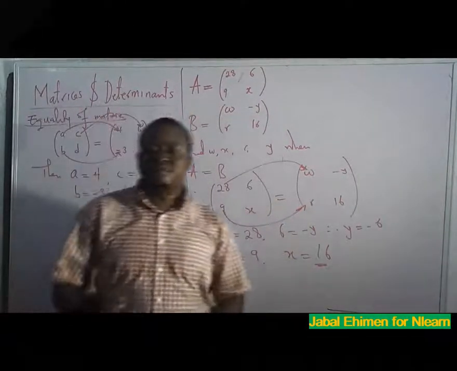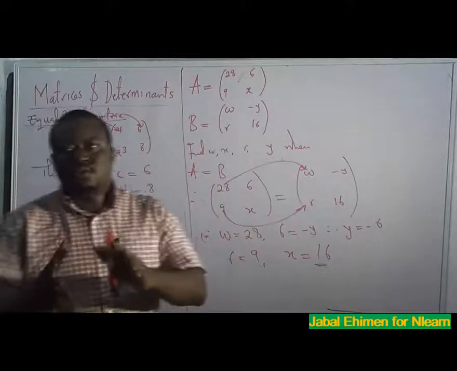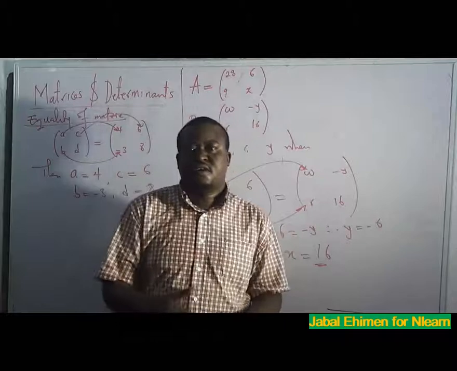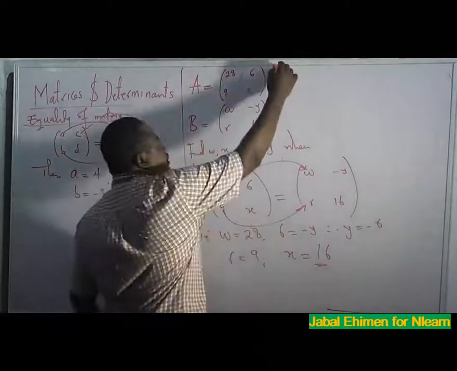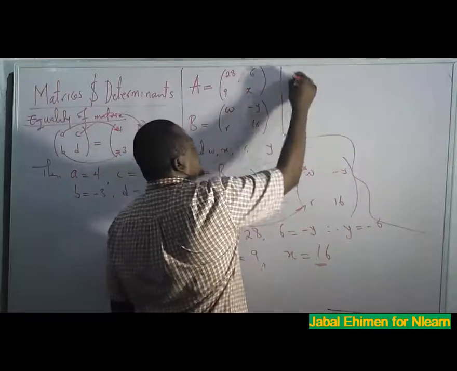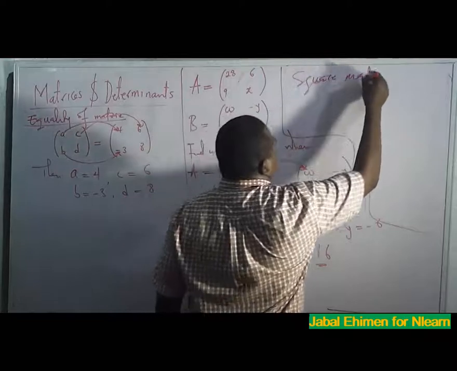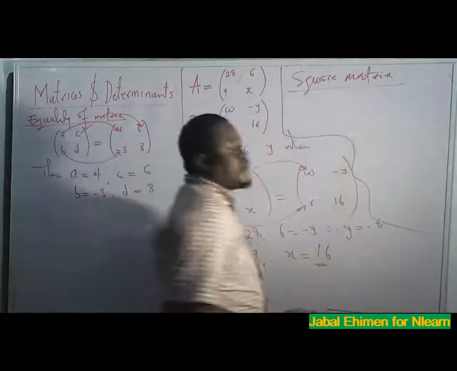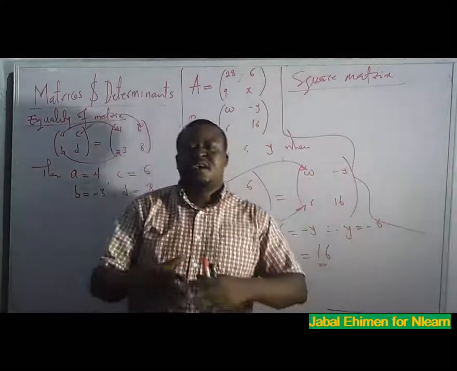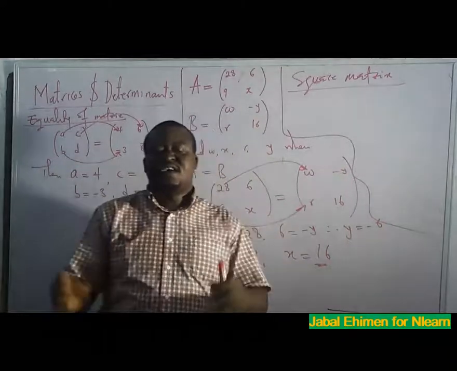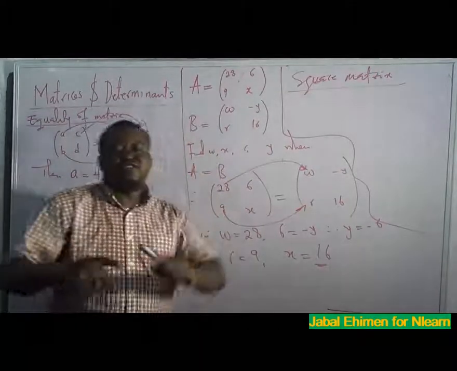Now, from equality of matrix, it's easy for us to talk about something else called square matrix and rectangular matrix, but square matrix first. If a matrix is a square matrix, it depends on the shape that the matrix gives. That is to say, the shape that the elements of the matrix carve out.